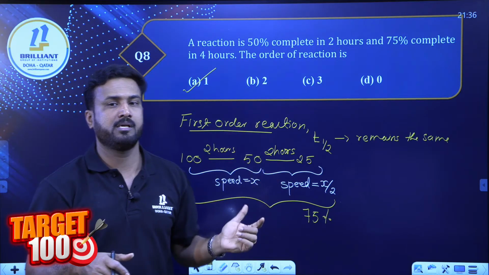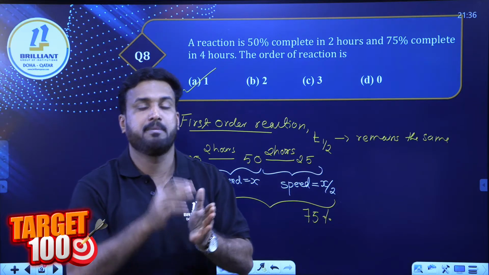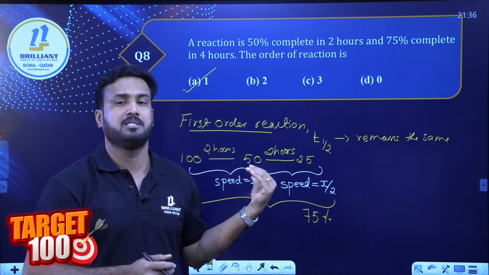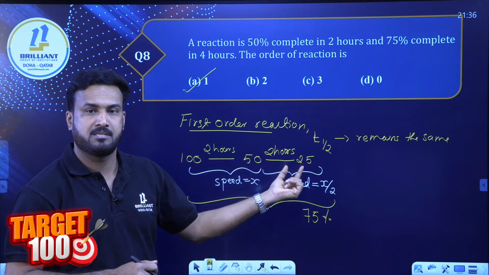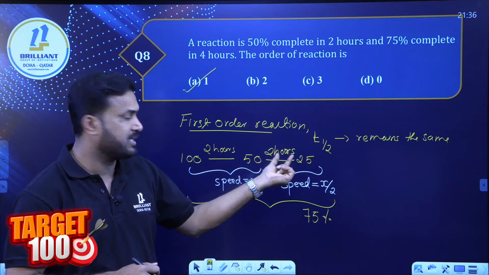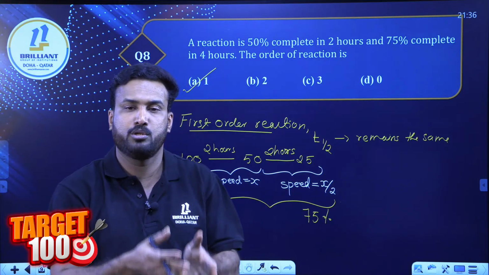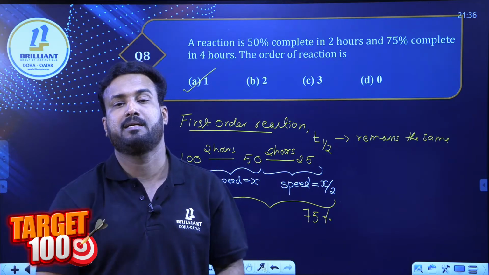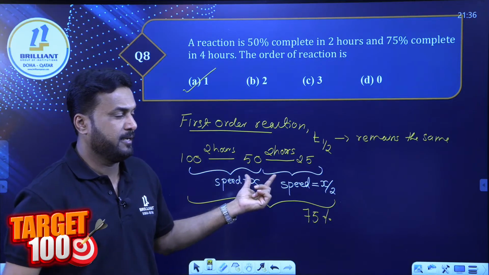We did one zero order reaction, where T half will be changing because it is directly proportional to the initial concentration. Here it is not. So next to 25% also the time is the same, because the speed became halved, and when speed becomes halved, automatically time will be double. That's why we got 2. Yes, correct option is A.